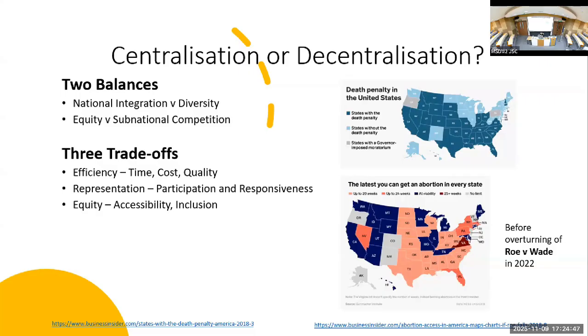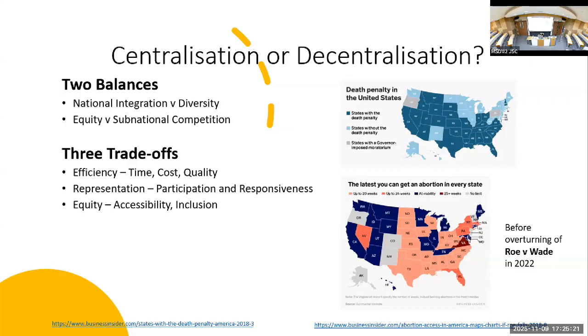In striking all this balance, there will be trade-offs. First, efficiency. If you want to transfer, for example, education from the federal to the state, would it be more efficient? Second, representation. Which would be more effective for people to participate in deciding what they want? And can they be responsive to the needs of the people? And thirdly, it's about equity, and that means accessibility and inclusion.